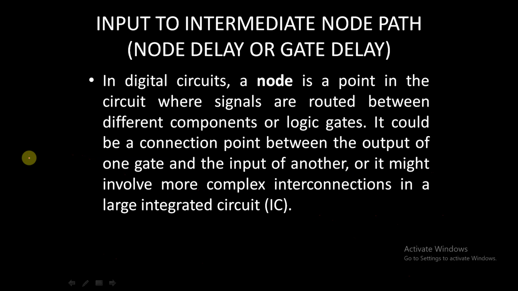Now let's see one more type of delay which is called input to intermediate node path, also called node delay or gate delay. In digital circuits, a node is a point in the circuit where the signals are routed between the different components or logic gates. It could be a connection point between the output of one gate and the input of another gate, or it might involve more complex interconnections in a large integrated circuit. For example, if two NOT gates are connected like this, this point is called a node.